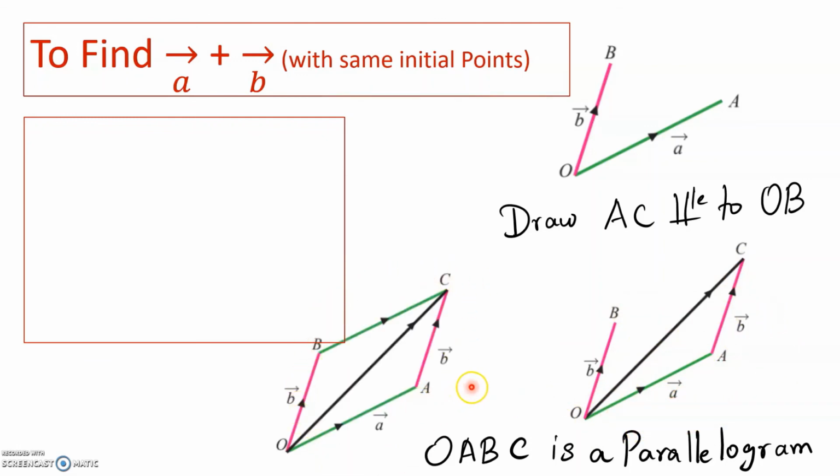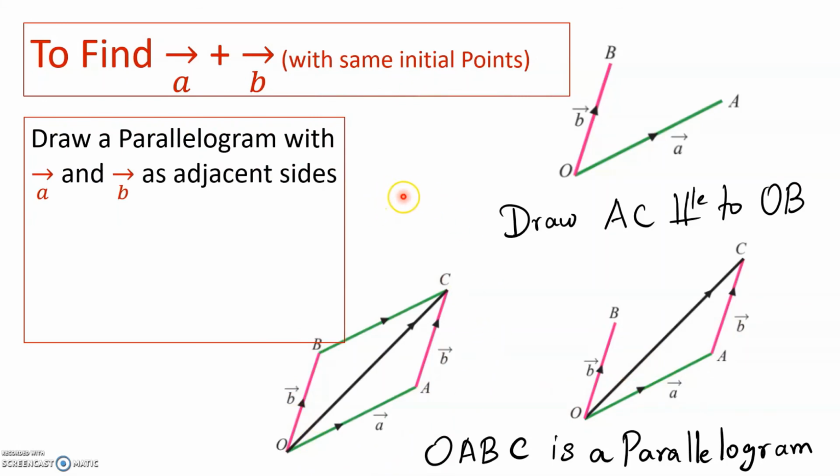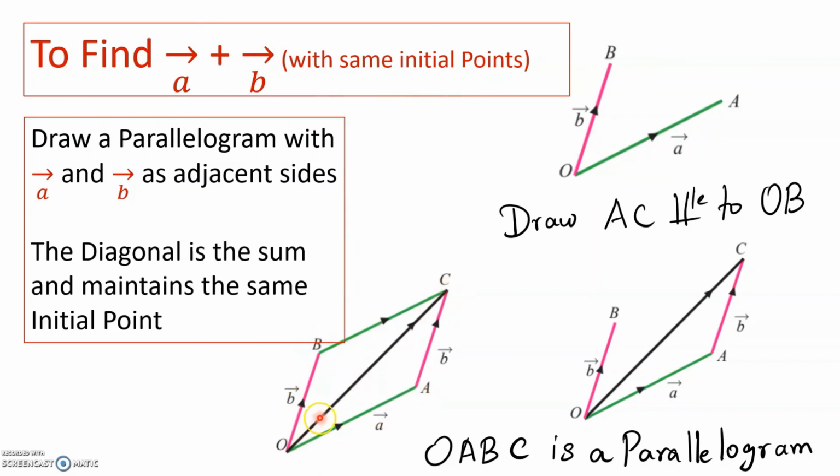If you want to find the sum of two vectors which have the same origin, then draw a parallelogram with A and B as adjacent sides. How would you do that? You would draw this line, take the parallel line of this and draw it here and call it AC, and then connect the end points, and you will get a parallelogram. This diagonal line is the sum, and it maintains the same initial point.